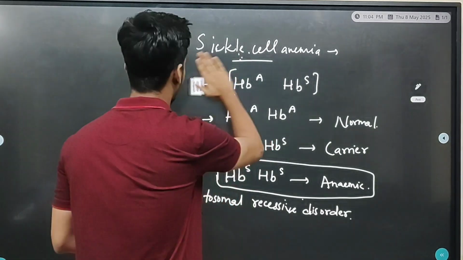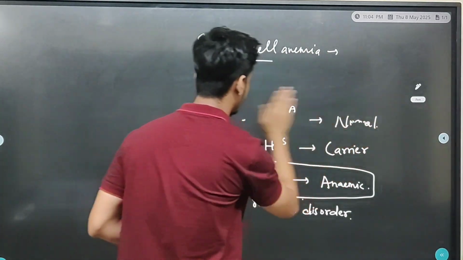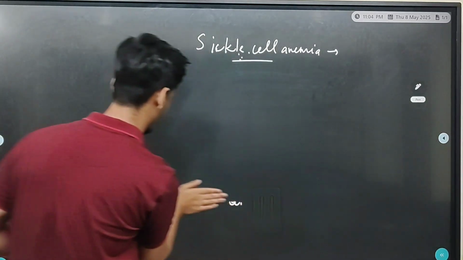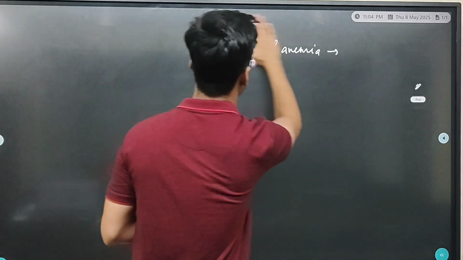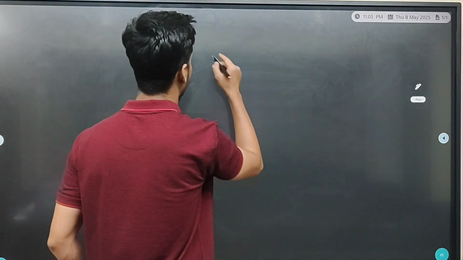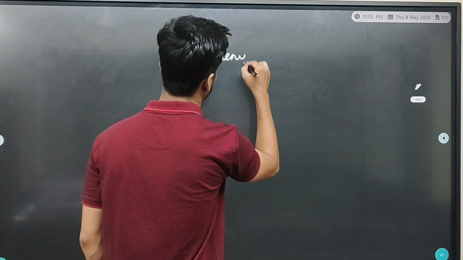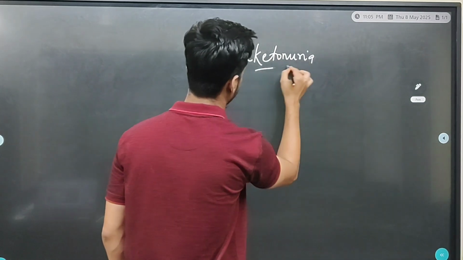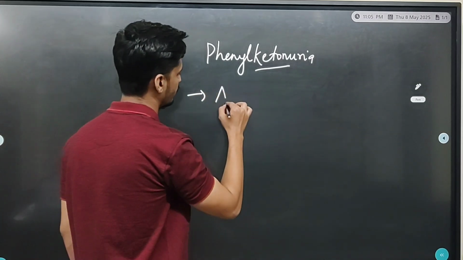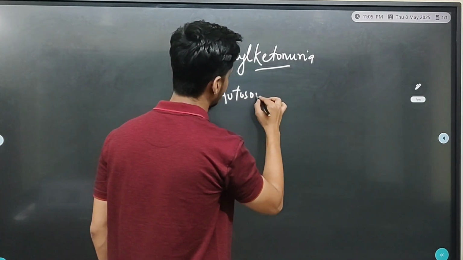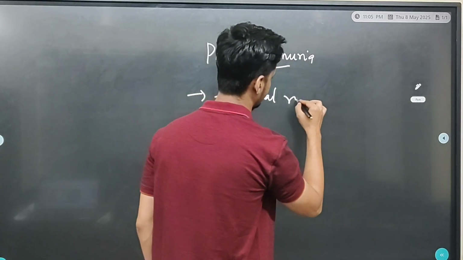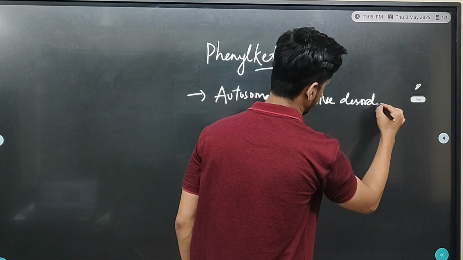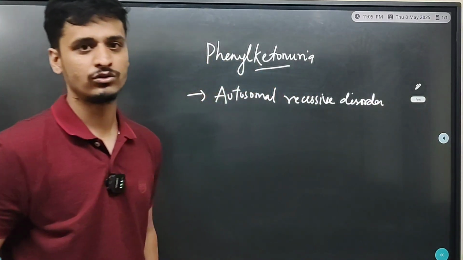Okay, so the next disorder is phenylketonuria. Phenylketonuria is a quantitative disorder in which the quantity of hemoglobin or RBC is reduced. Okay, phenylketonuria is also an autosomal recessive disorder.